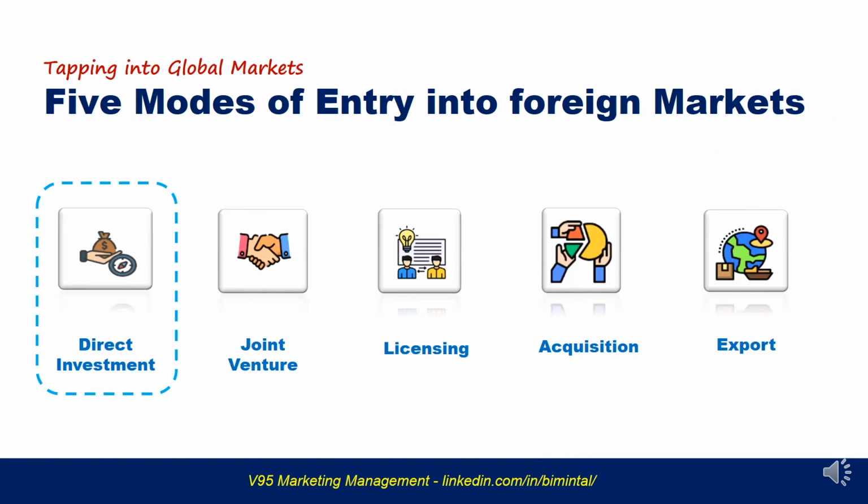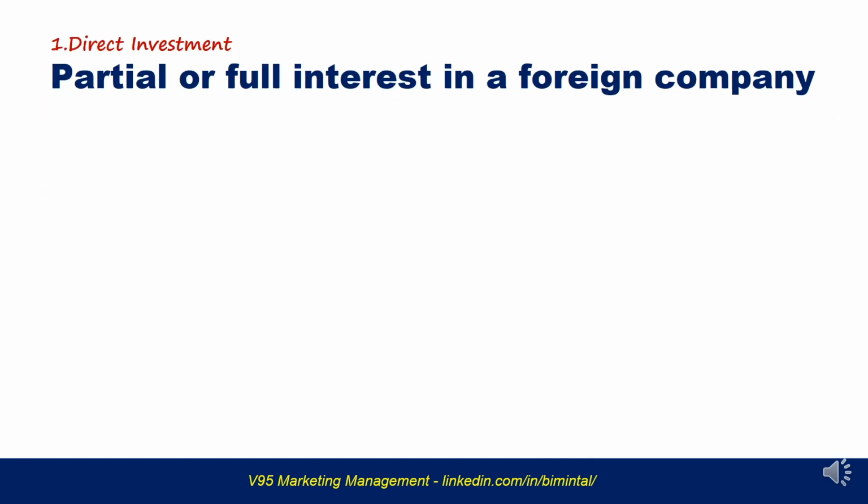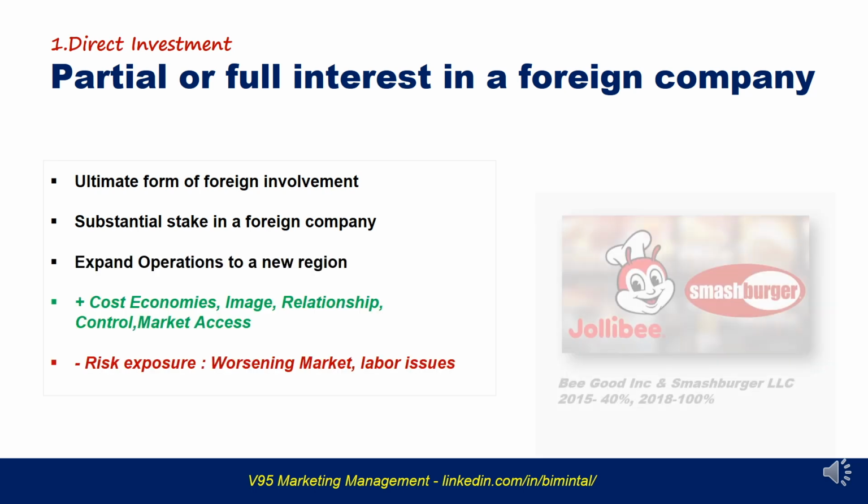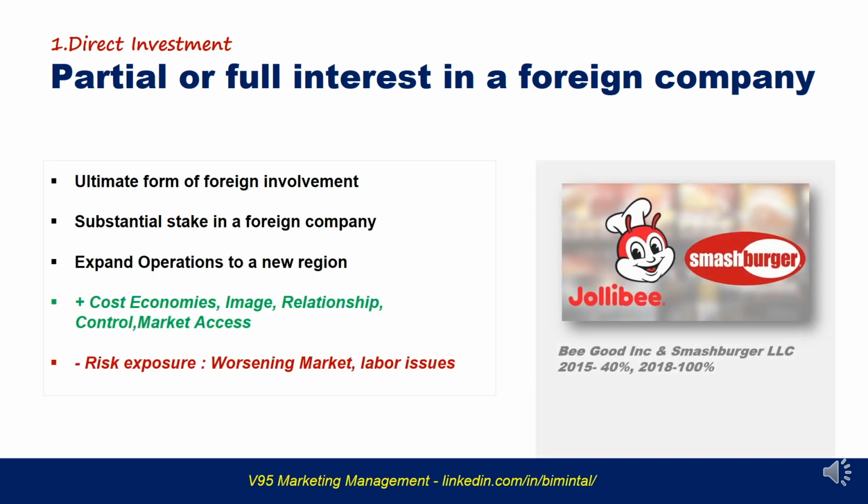For the first mode of entry, we talk about direct investment. It is said that direct investment is the ultimate form of foreign involvement. It is used to describe a business decision to acquire a substantial stake in a foreign company to expand operations to a new region. In 2015, Jollibee went into a deal to acquire 40% of Denver-based Smashburger, and by 2018, it disclosed that it had taken full ownership of the company.